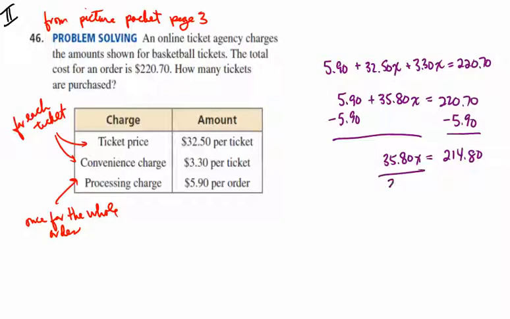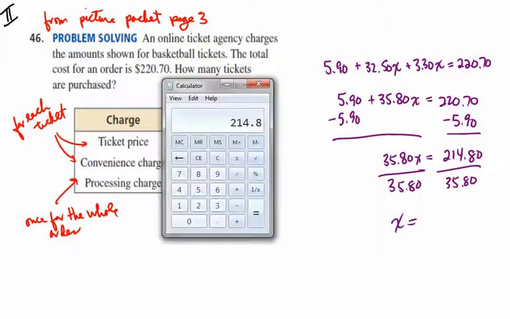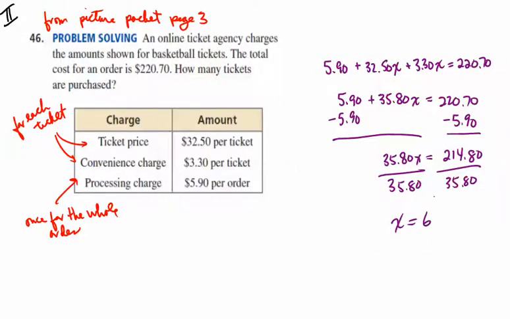35.80x divided by 35.80, and we get x is equal to 214.80 divided by 35.80, which is 6, and so 6 tickets were purchased.